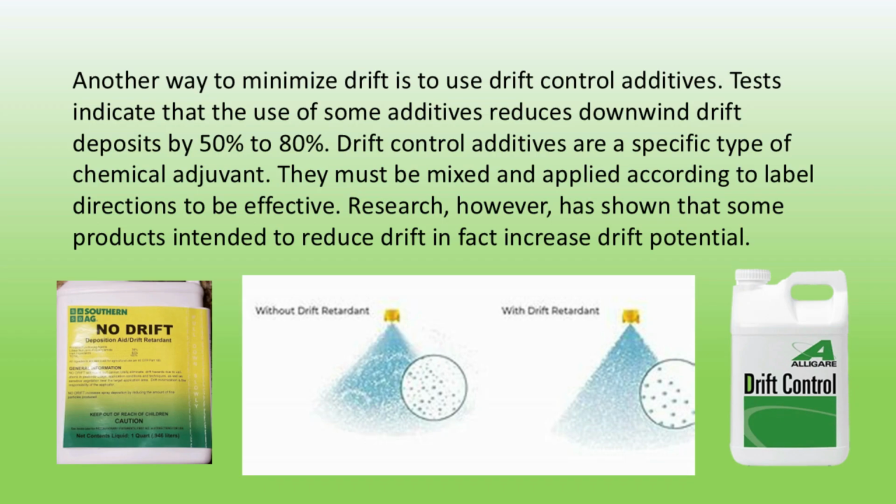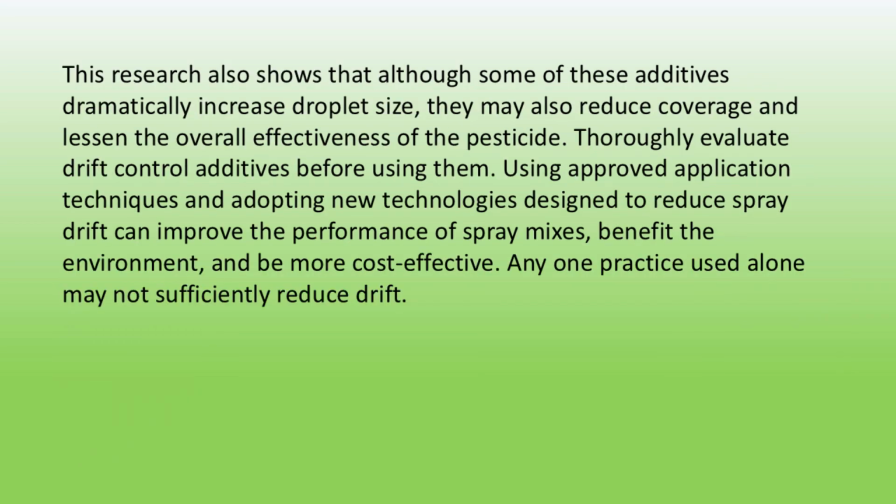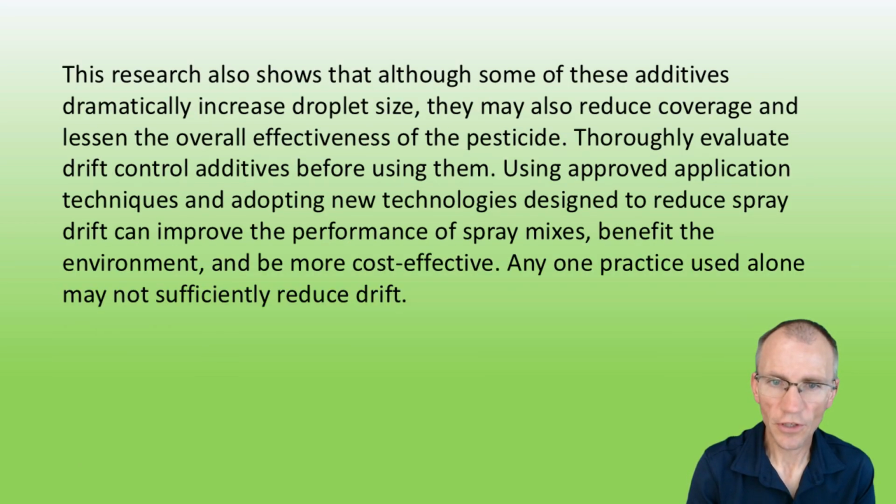Drift control additives are a specific type of chemical adjuvant. They must be mixed and applied according to the label directions to be effective. Research, however, has shown that some products intended to reduce drift in fact increase drift potential. This research also shows that although some of these additives dramatically increase droplet size, they may also reduce coverage and lessen the overall effectiveness of the pesticide.